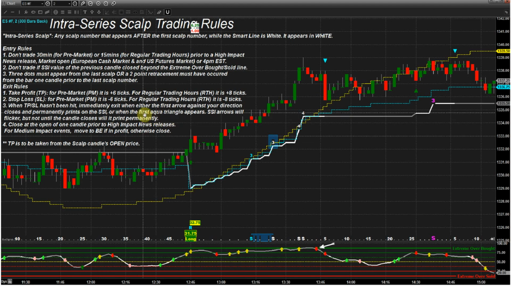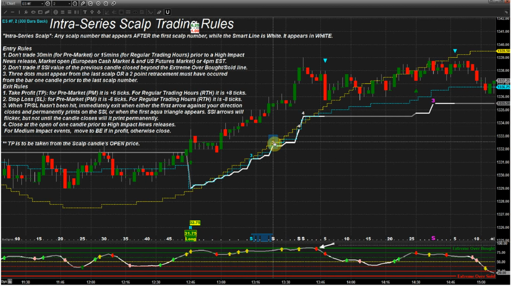Otherwise, the other rule for exit is when the first aqua triangle appears. This aqua triangle appears on the first tick of the candle opening. When that happens, you close immediately as well. When either the arrow comes in and permanently prints, or the triangle comes in on the first tick, you close your trade immediately.